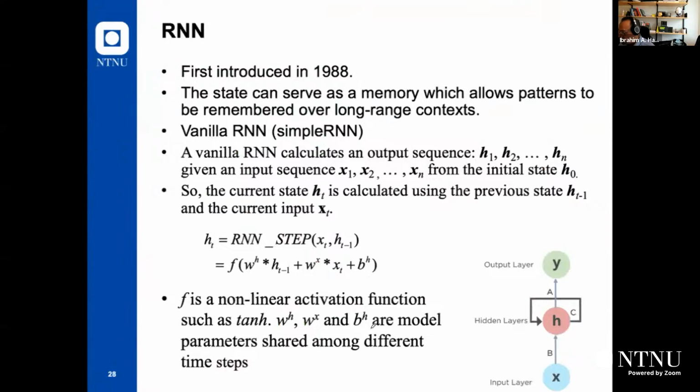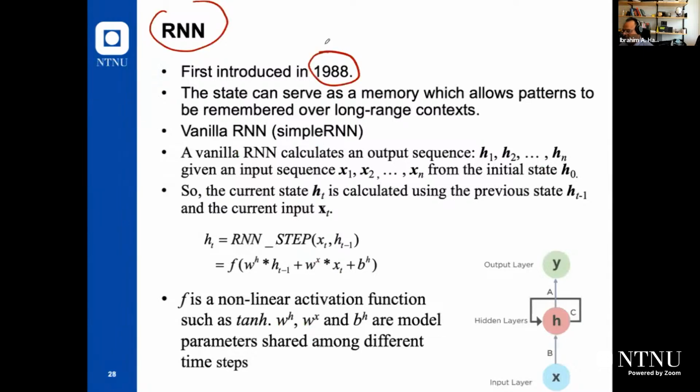So CNN is very important, and maybe the next step will be the recurrent neural network. The recurrent neural network was first introduced in 1988, but it didn't attract that much attention until maybe the last 10 years, because it requires too many calculations, in fact. The RNN has a state, and the state can serve as a memory, which allows patterns to be remembered over long-range context.